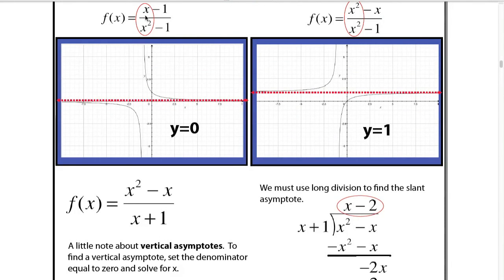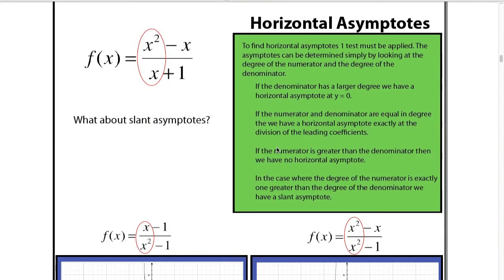For horizontal, remember, if it's bigger on the bottom, it's y equals 0. Done. If it's the same degrees, it's going to be the division of their coefficients. So in this case, it was 1. y equals 1. And that is asymptotes for rational expressions.